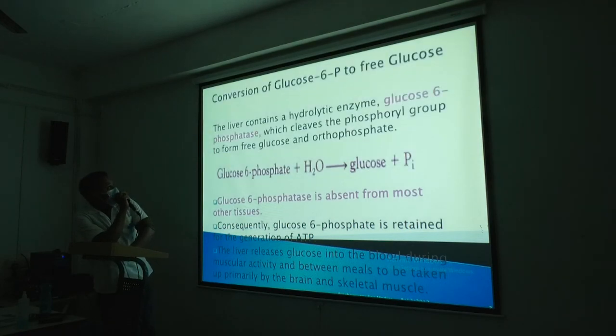Conversion of glucose 6-phosphate to free glucose. The liver contains a hydrolytic enzyme, glucose 6-phosphatase, which cleaves the phosphoryl group from glucose 6-phosphate to form free glucose and orthophosphate. Glucose 6-phosphatase is absent from most of the other tissues. Consequently, glucose 6-phosphate is retained for the generation of ATP. The liver releases glucose into the blood during muscular activity and between meals, to be taken up primarily by the brain and skeletal muscle.